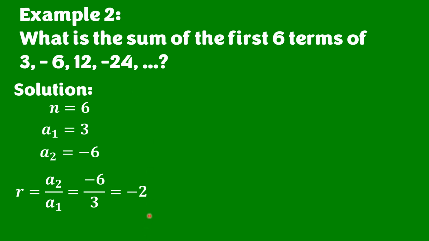So next, we're going to determine the sum of the first six terms of the given geometric sequence. So we're going to use the formula S sub n is equal to a sub 1 times the quantity of 1 minus r raised to n all over 1 minus r.